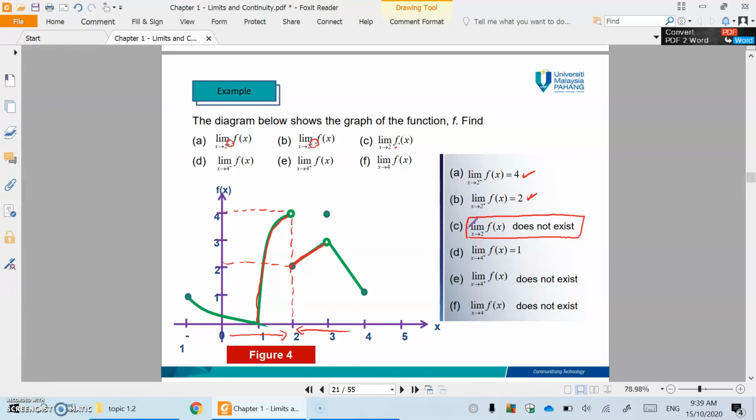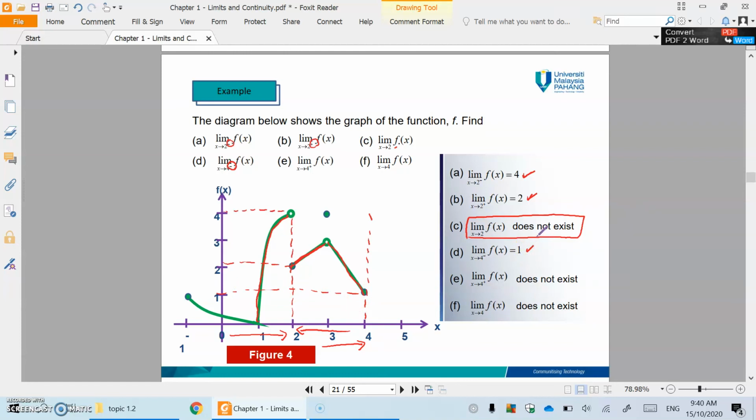Alright, we move to question D, finding the limit of f(x) as x approaches 4 from the left. This is 4, approaching from the left. This is the relevant curve, the relevant line. As x approaches 4, our f(x) approaches 1.